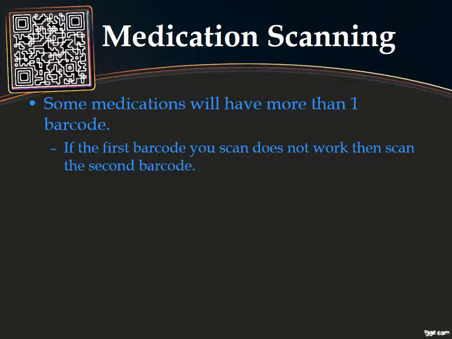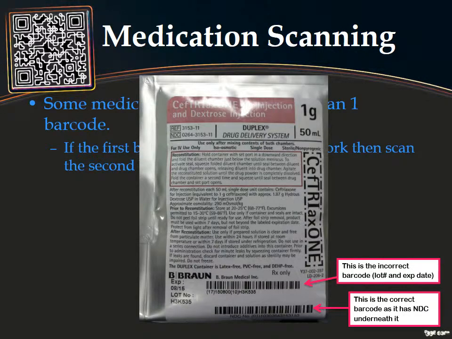Some medications may have more than one barcode. If the first barcode you scan does not work, then just scan the second one. In this example, you can see on the Rocephin that the correct barcode to scan is the bottom one. If you scan the top one, it will give you an error. Try scanning the second one and then it should work. You'll notice that all the correct appropriate barcodes will have the letters NDC underneath it, but the take-home message, if one doesn't work, try the other.